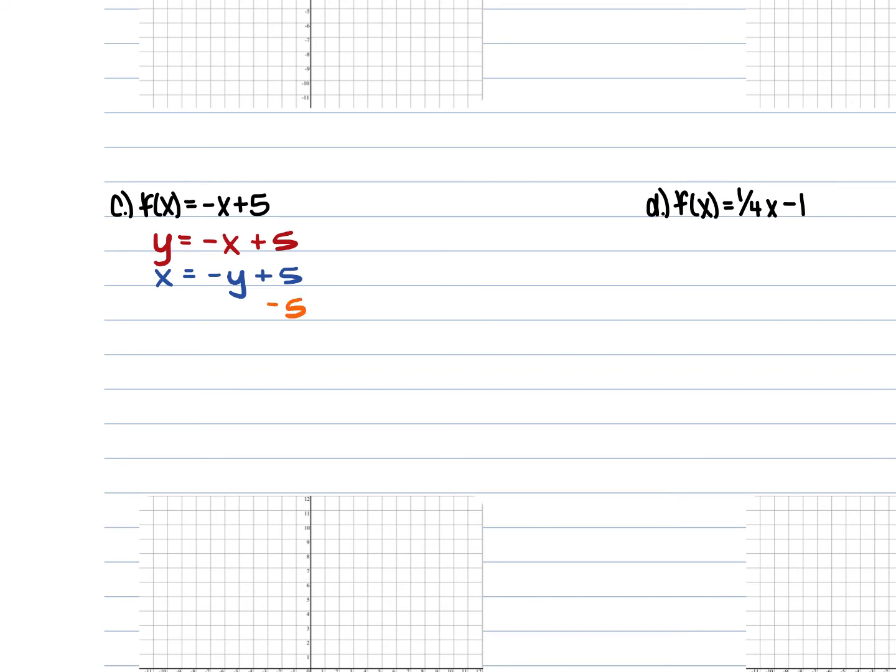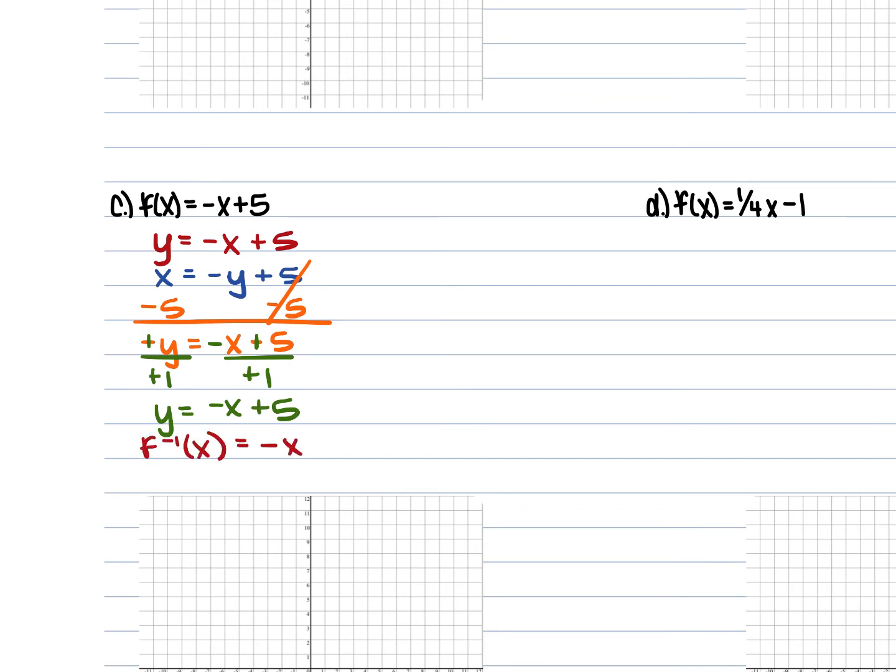You can move the 5 over by subtracting it from each side. You're going to be left with negative y is equal to x minus 5. From here, divide each side by a negative 1, so that changes the sign on everything. So we have y is equal to negative x plus 5. We rewrite this as f to the negative 1 of x to indicate that that negative x plus 5 is the inverse of the original function.